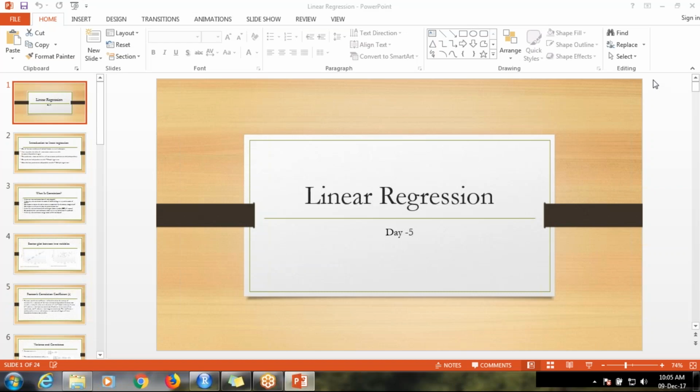Okay, so let's proceed with linear regression. This is our fifth session, and we are continuing after a long duration of around 1 month. So it was a gap of 1 month, and chalo, let's start with today.